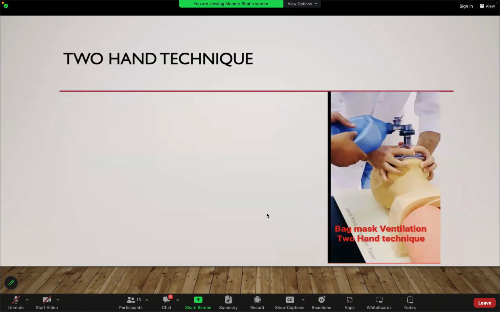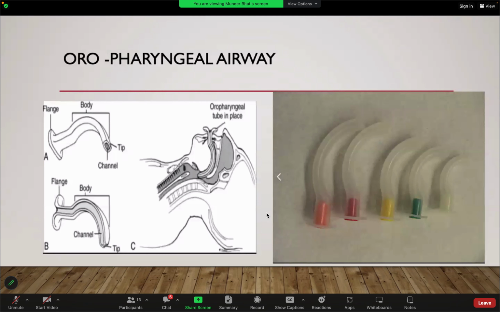Now, if you are not able to ventilate with this technique, you can use both hands and the other person is going to ventilate at the same time. So you are holding the mask with C and E on both sides and the other person is going to ventilate. So this is known as the two hand technique of mask ventilation.